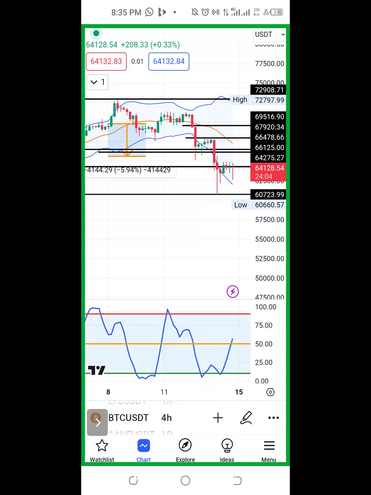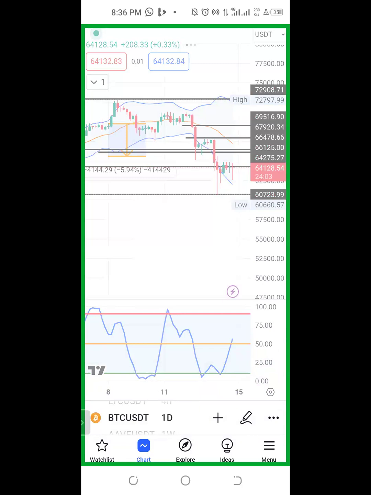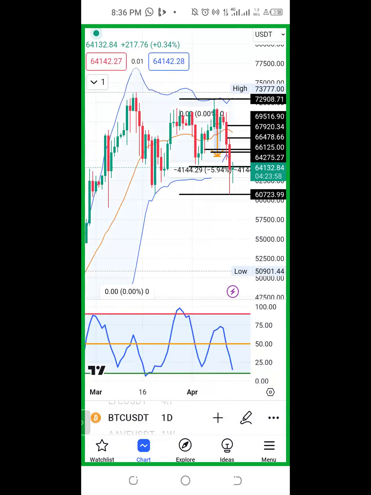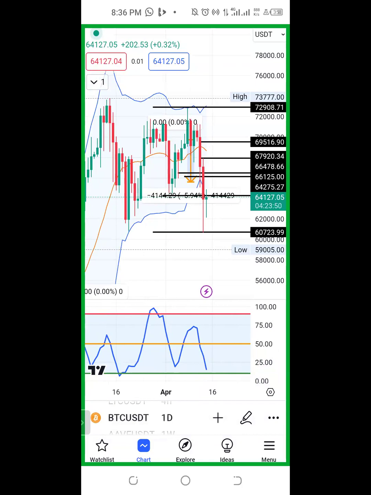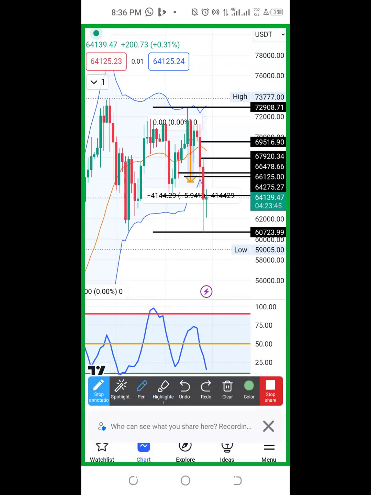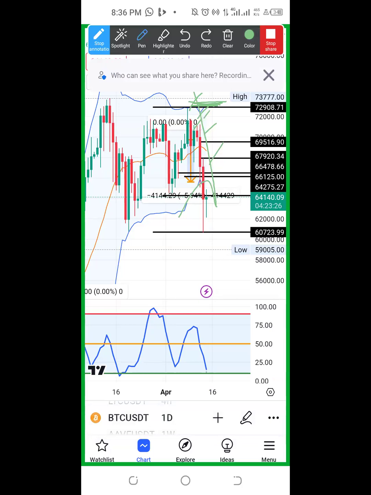So let me check the 1-day chart. On the 1-day chart, you can see it has also broken. It touched that 72,000 level here, this upper band. It started coming down, and it has broken this lower band. So 1, 2, 3, 4, 5, 6, 7. For the past 7 days, it's been coming down. If you check the RSI here, the moment it curves up like this, by tomorrow, Tuesday, we should be expecting a movement up.